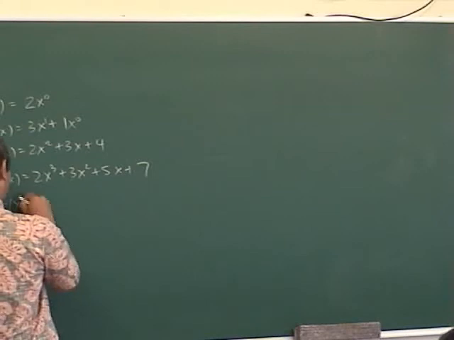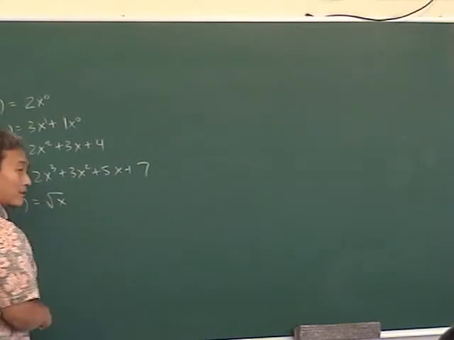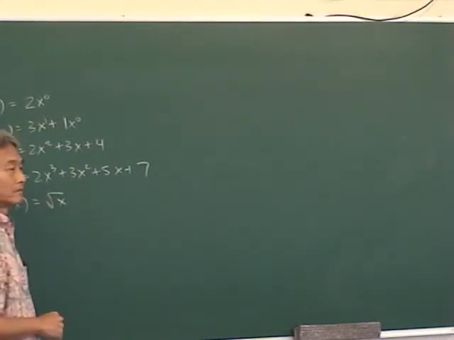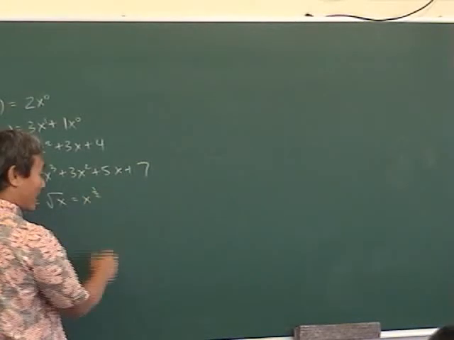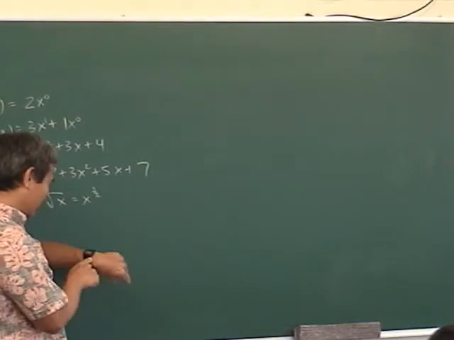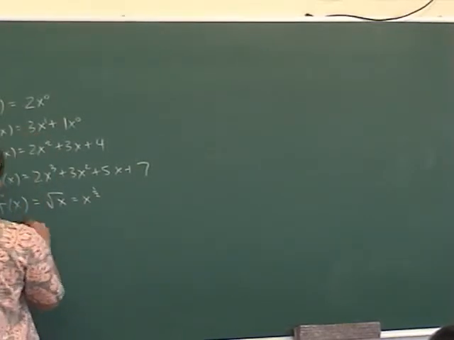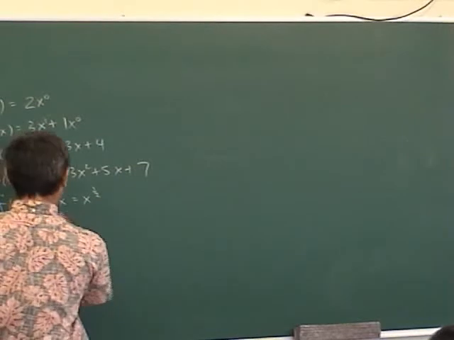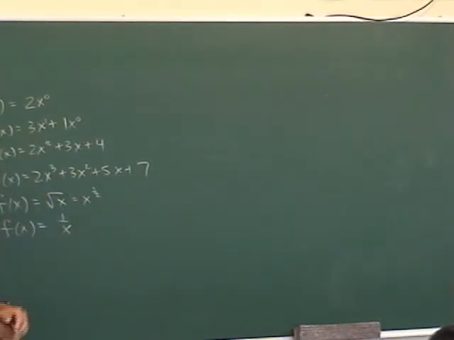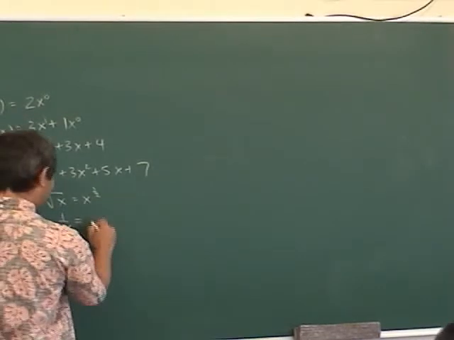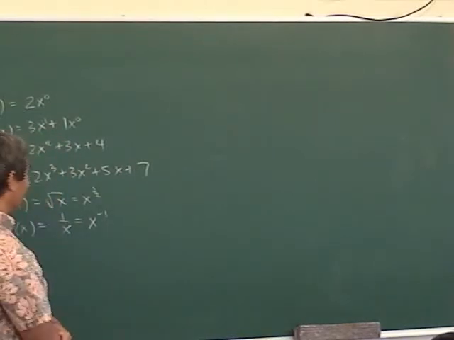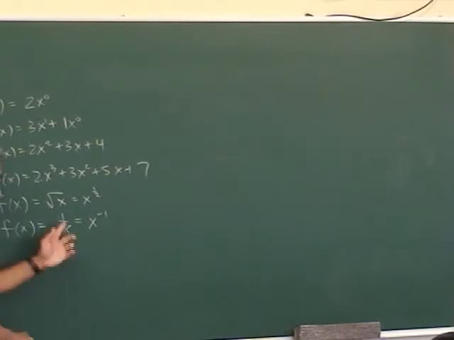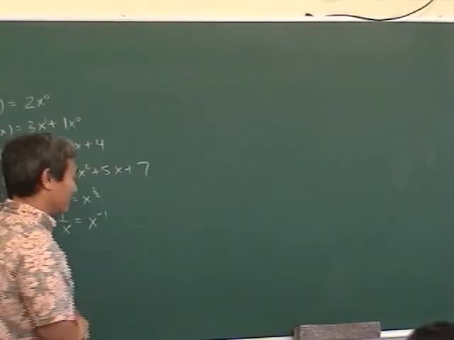What about this? F of x equal root x. Is that a polynomial? No, because this is like x to the 1/2 power. Is 1/2 a whole number? No, so that's not a polynomial. What about 1 over x? Is that a polynomial? No, because that's like x to the -1. Is -1 a whole number? Oh, -1 is an integer, but it's not a whole number.